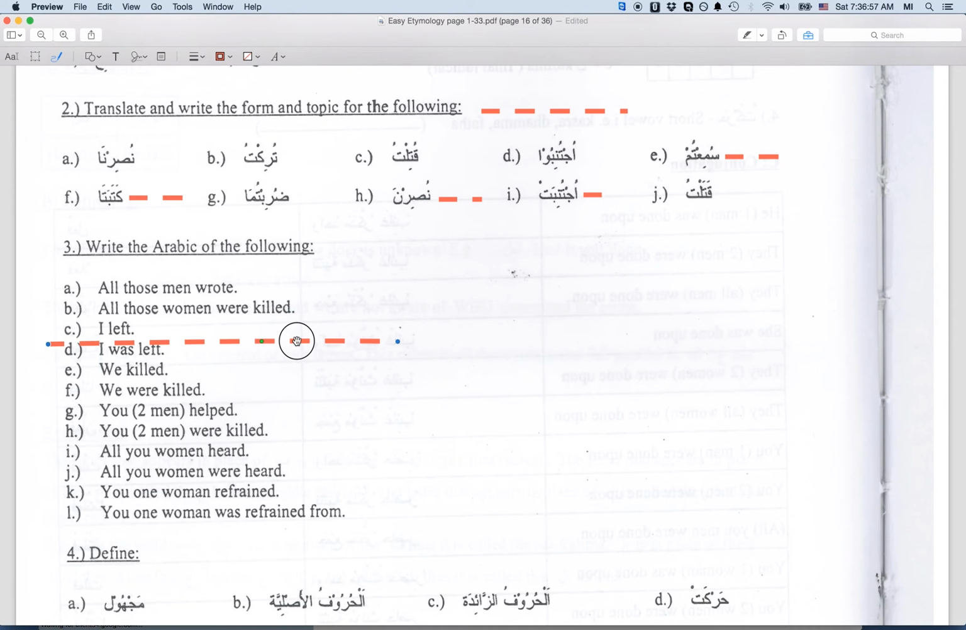I left. تركت, I left. I was left. تركت, we killed. قتلنا, we were killed. You two men helped. نصرتما, you two men were killed. قتلتما, all you women heard. سمعتن, all you women were heard.